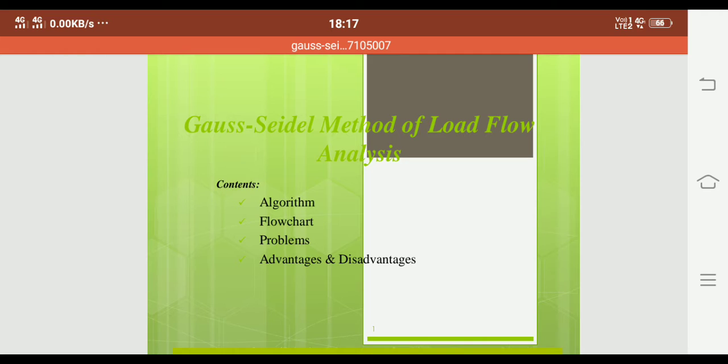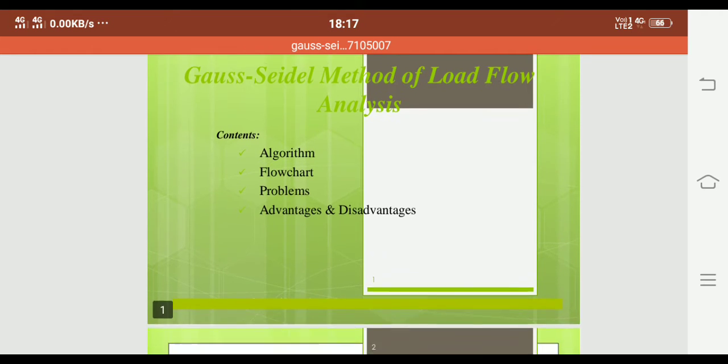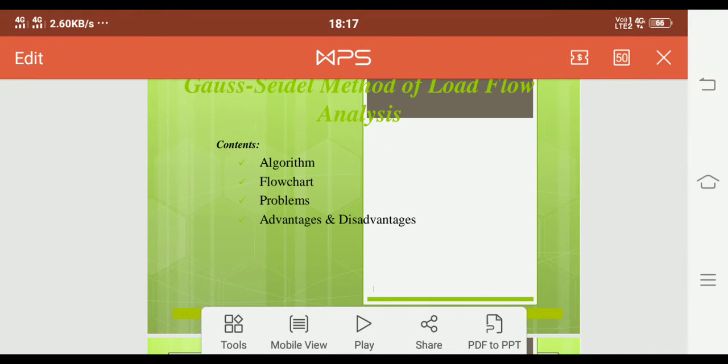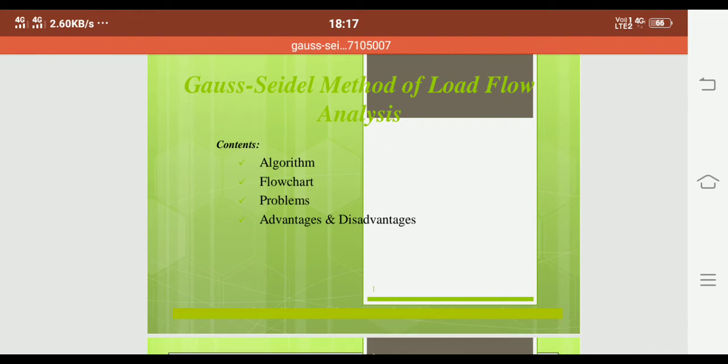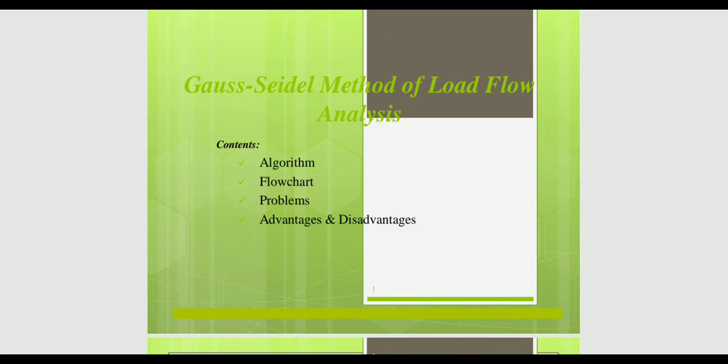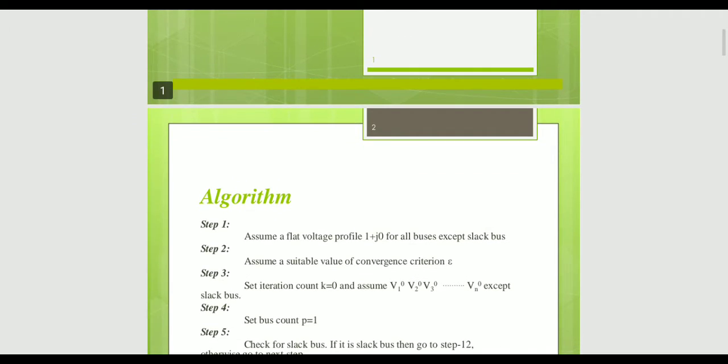There are other methods where you can get a solution for the load flow equation by performing iterations. This is one of the methods which can give you the solution accurately by using its algorithm and its flowchart. These are the contents we are going to discuss in today's class regarding the Gauss Seidel method: the algorithm, the flowchart, and a problem, and also the advantages and disadvantages of this method when compared with the other methods.